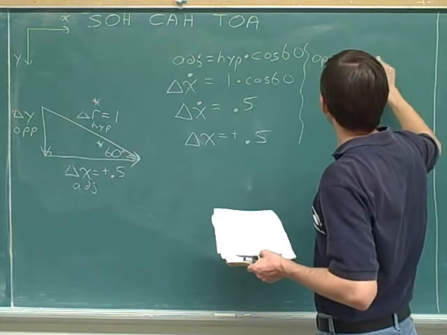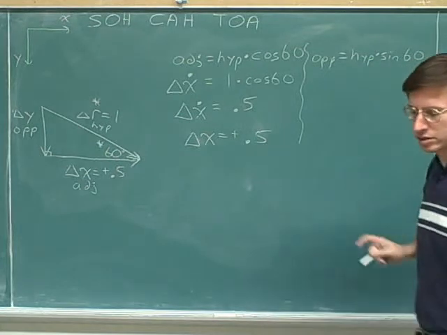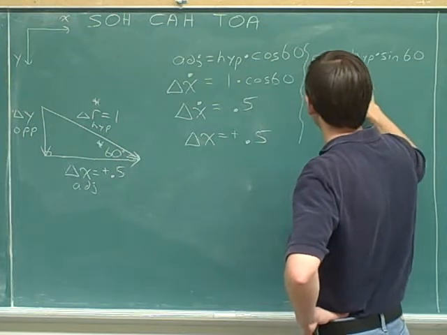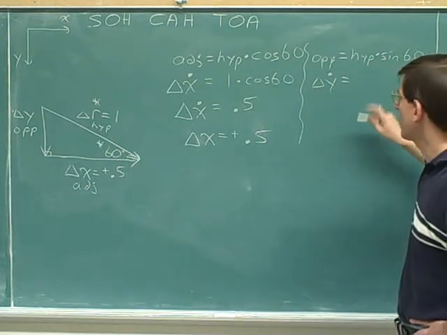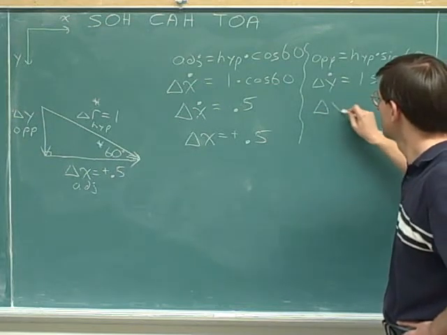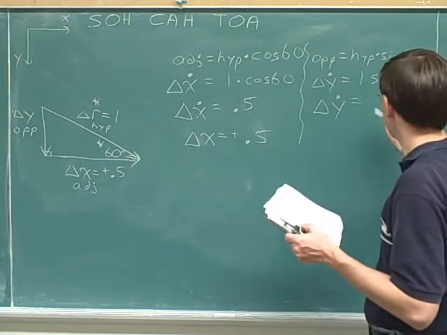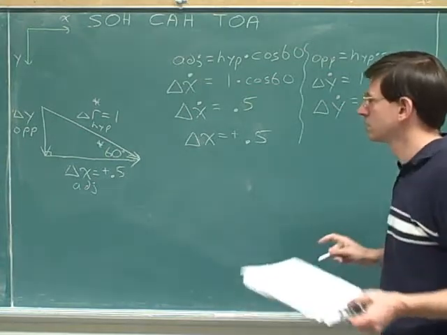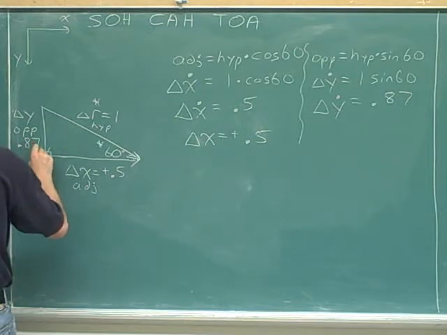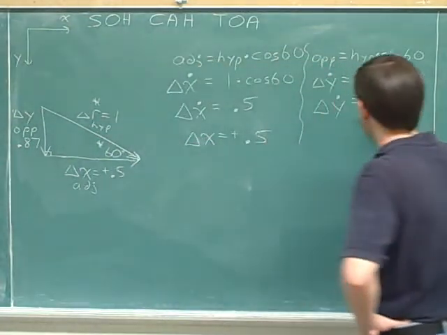The opposite side is the hypotenuse times the sine of 60. The opposite side is delta y. But we're working with trig functions, so we're working with magnitudes. The hypotenuse is 1. Sine of 60 on our calculator is 0.87. Well, I guess I'm jumping ahead of the gun a little bit, right? So this is just the magnitude of delta y.